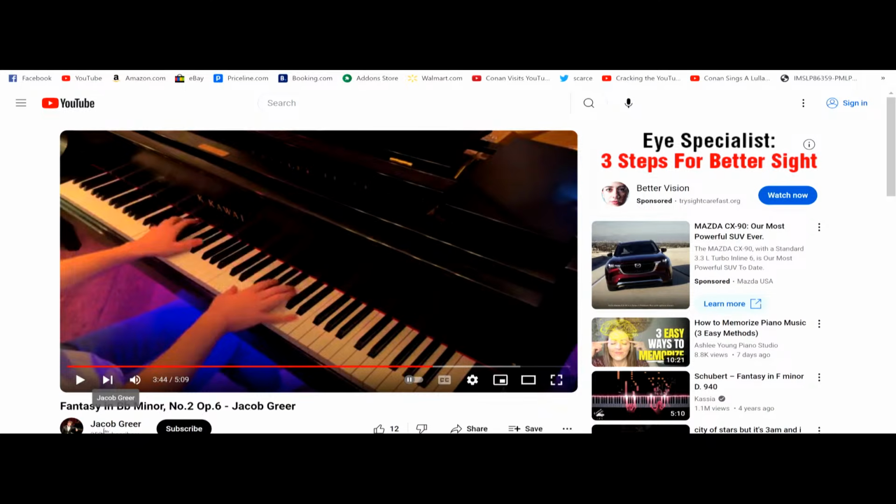All right. Fantasy in B flat minor. Is this it? Opus 6.